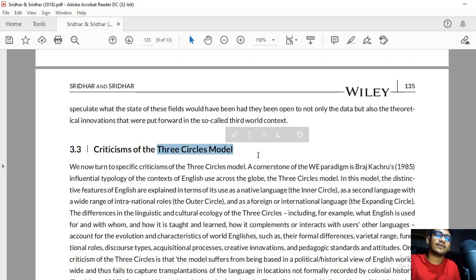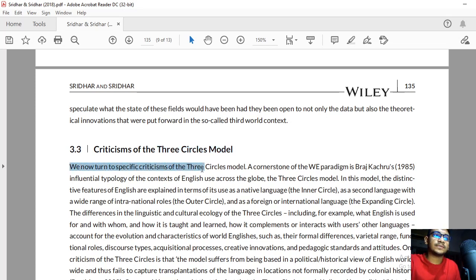In a video two videos earlier, part 7, I showed a model of the three circles. I showed a picture of that and discussed it in brief. You can watch it. So let's read from here.